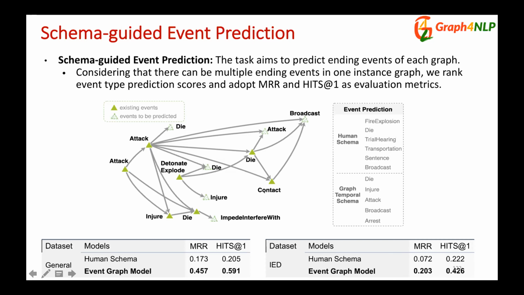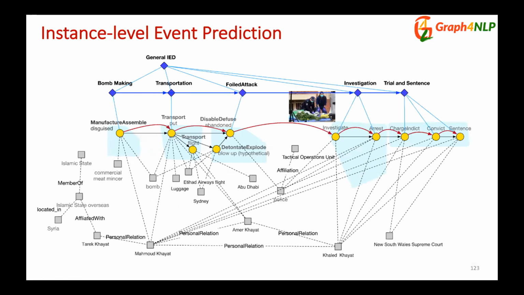So for example, here, the human schema mistakenly predicts a trial hearing event. But this person was not arrested yet, so it's impossible to have a trial hearing. And our automatically induced schema can successfully identify or predict the next events right after the current chapter. So that's about schema level prediction.